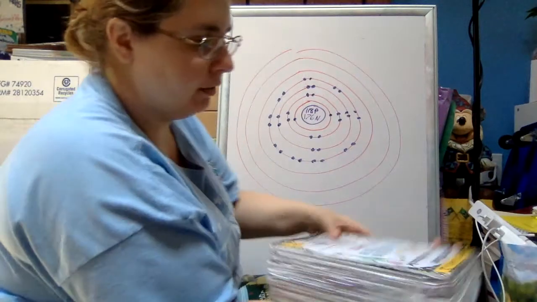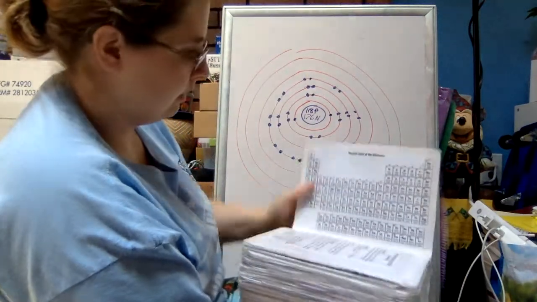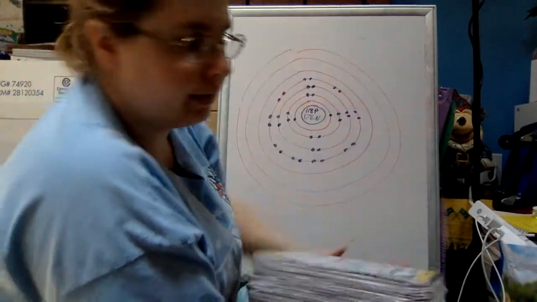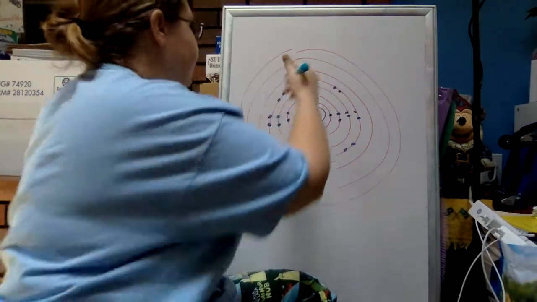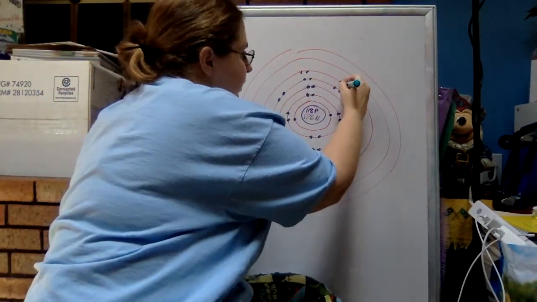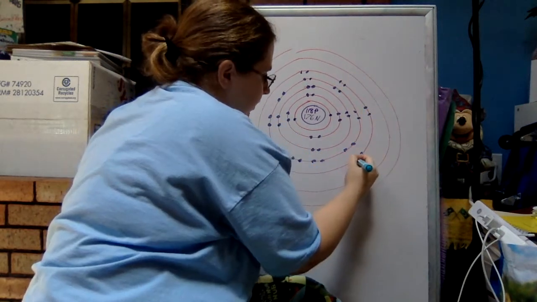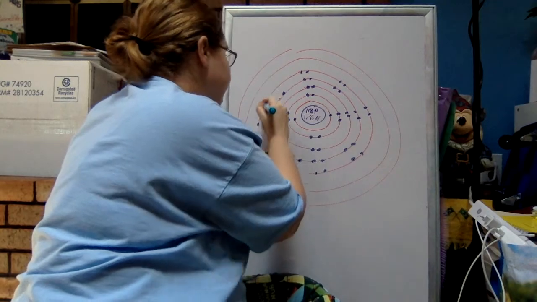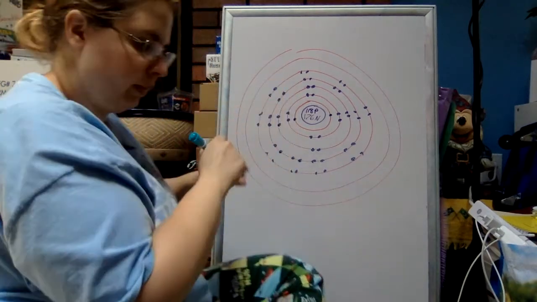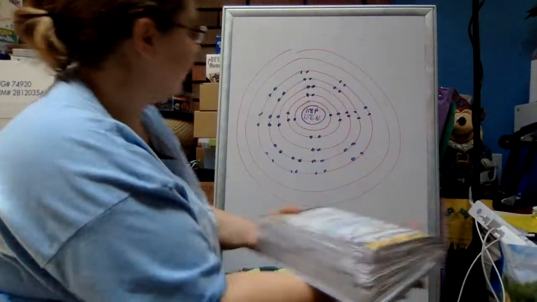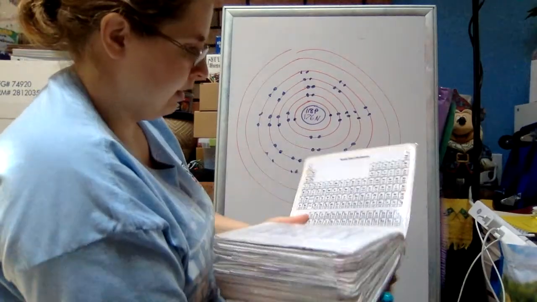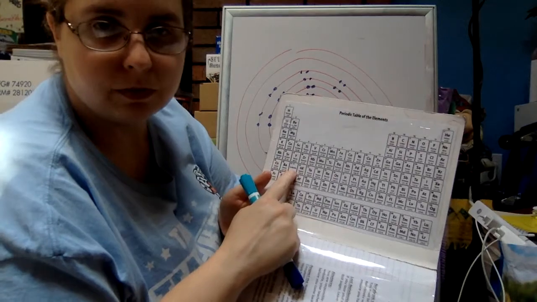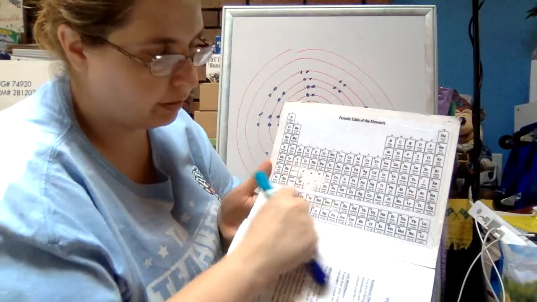Now the next one, row 5, can also hold 18. 1, 2, 3, 4, 5, 6, 7, 8, 9, 10, 11, 12, 13, 14, 15, 16, 17, 18. All right, how about the next one? So if you remember, we have these 2 spaces where these fit.